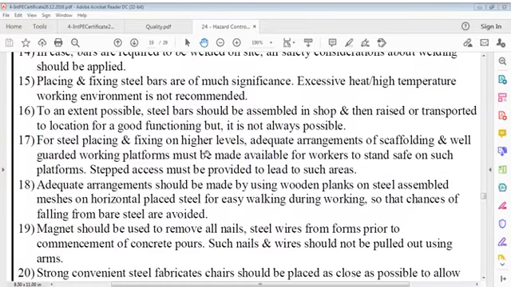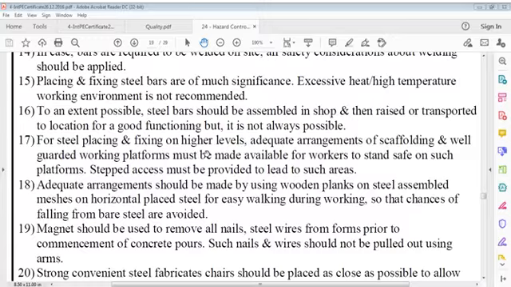For steel placing and fixing on higher levels, adequate arrangements of scaffolding and well-guarded working platforms must be made available for workers to stand safe on such platforms. Stepped access must be provided to lead to such areas.